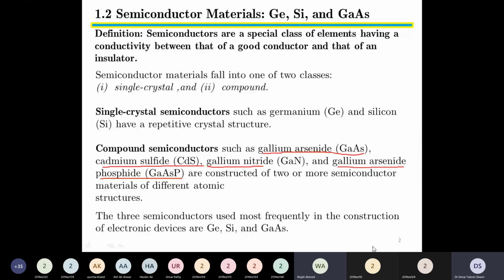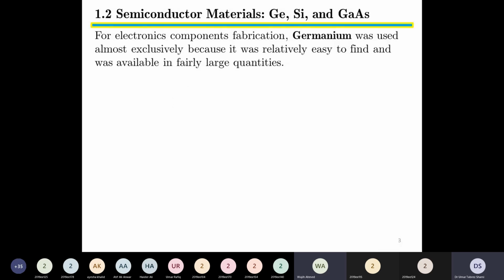And in this slide, I'm following the last sentence, that the three semiconductors used most frequently in the construction of electronic devices are germanium, second is silicon, and third is gallium arsenide. These are the most popular or frequently used semiconductors for electronic devices. Now we come to the next slide. The next slide will present a very brief, a very quick history of semiconductor materials.